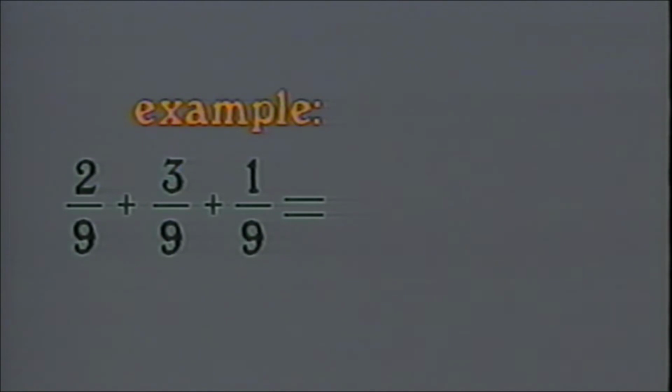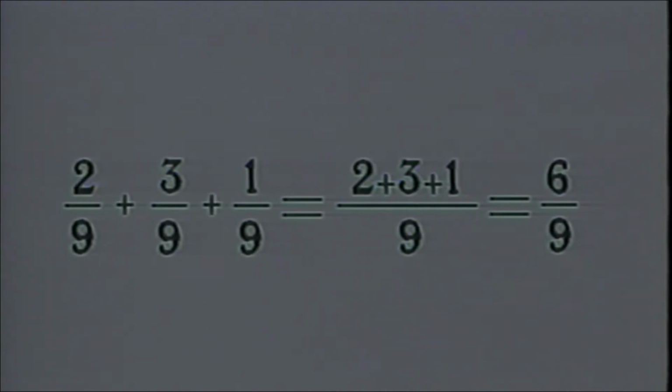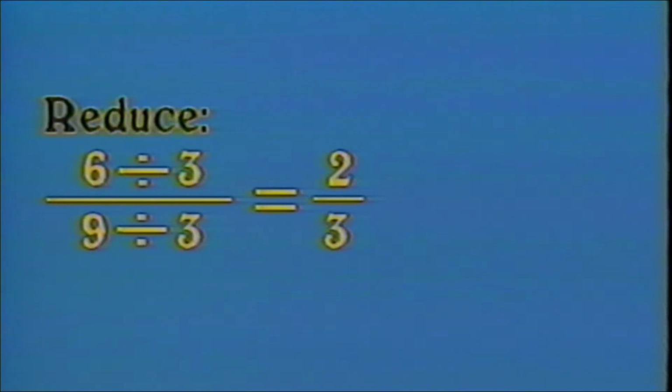How about 2/9 plus 3/9 plus 1/9? Add the numerators. 2 plus 3 plus 1. We get 6. And the denominator is 9. 6/9. That's right, but your answer is not in lowest terms. Oh, I see. The numerator and denominator can both be divided by 3. Well, the answer in lowest terms, then, is 2/3. Let's give all our answers in lowest terms.